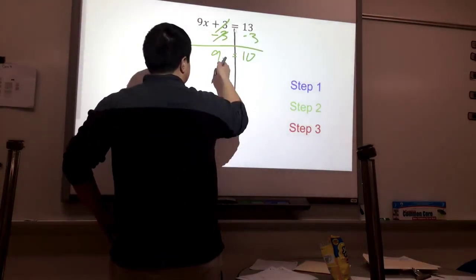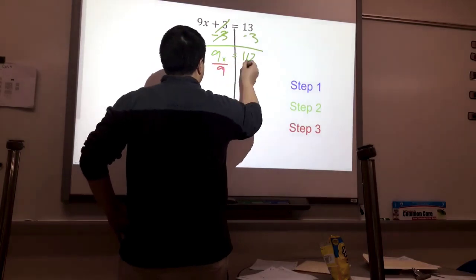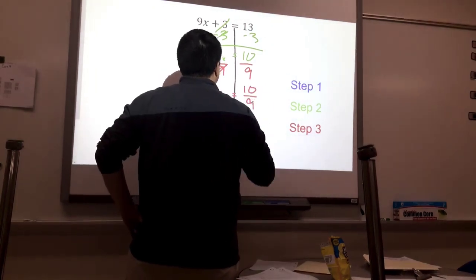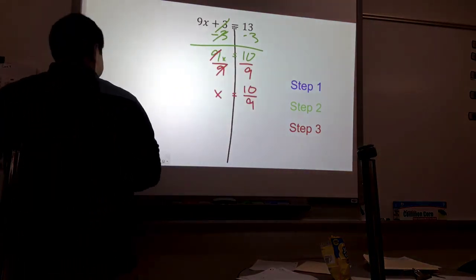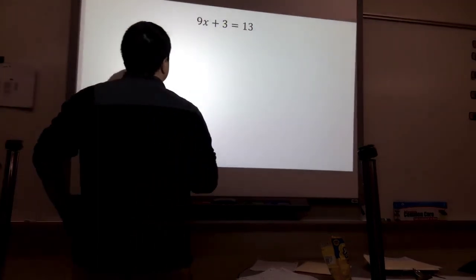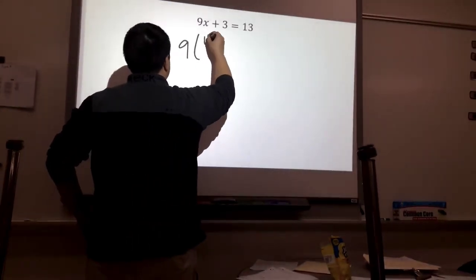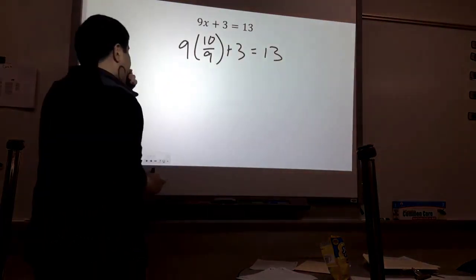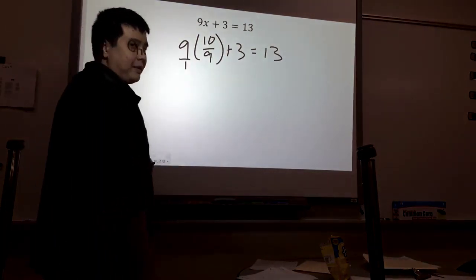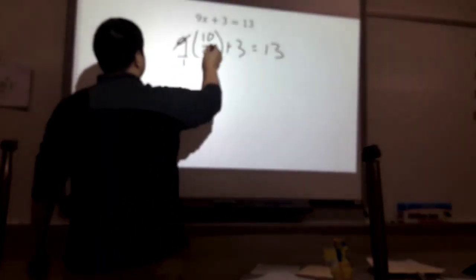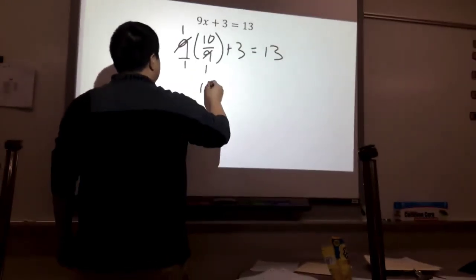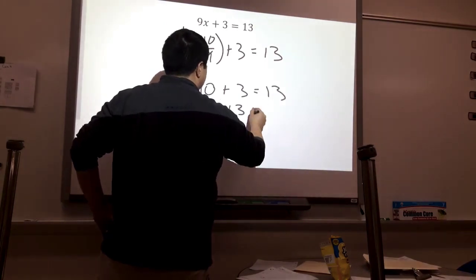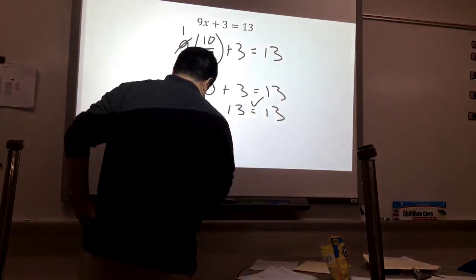Next is to get this x by itself by getting rid of this 9 by dividing by 9. X equals 10 over 9. So let's see if that works out by doing our check. We get 9 times 10 over 9 plus 3 equals 13. But 9 over 1, because we're multiplying a whole number by a fraction, we can cross cancel. These turn into 1s. We get 1 times 10, which is 10, over 1, which is just simply 10. 10 plus 3 equals 13. 13 equals 13. We did it correctly.